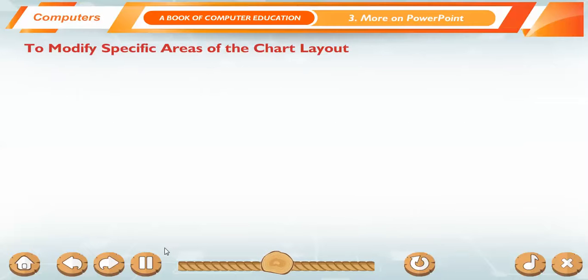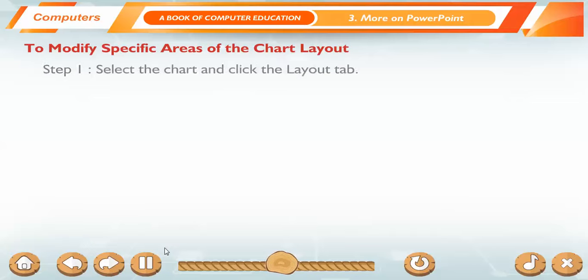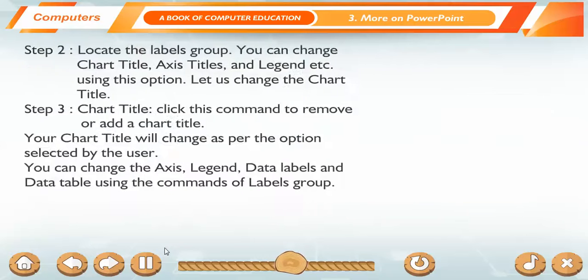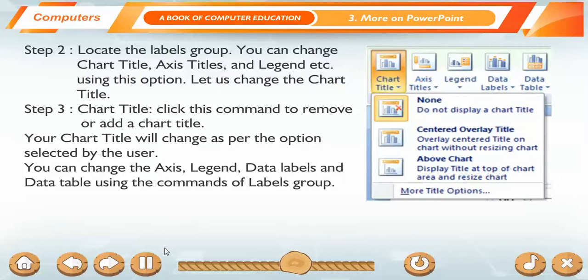To modify specific areas of the chart layout. Step 1. Select the chart and click the Layout tab. Step 2. Locate the Labels group. You can change chart title, axis titles and legend etc. using this option. Let us change the chart title. Step 3. Chart title. Click this command to remove or add a chart title. Your chart title will change as per the option selected by the user. You can change the axis, legend, data labels and data table using the commands of the labels group.